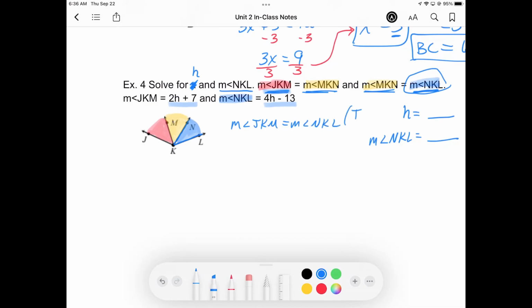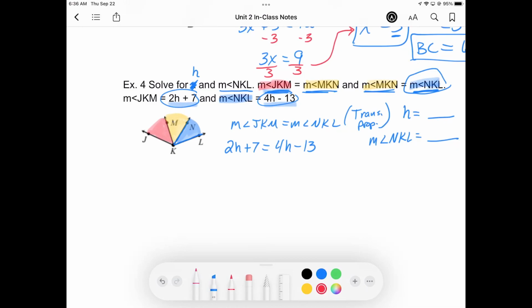Again, if I was giving a reason in a proof, that would be the transitive property. But this is not a proof. I don't have to give a reason for everything, but I do want you to realize when we're using those specific reasons. So since JKM and NKL are equal, I can replace their values with these expressions. So JKM is 2h plus 7, and NKL is 4h minus 13. And all we have to do is solve for h now.